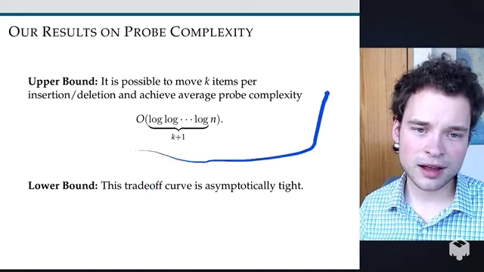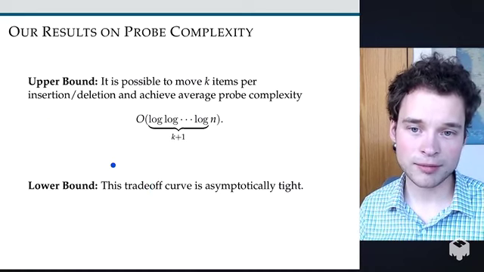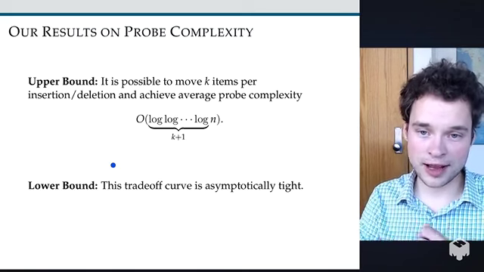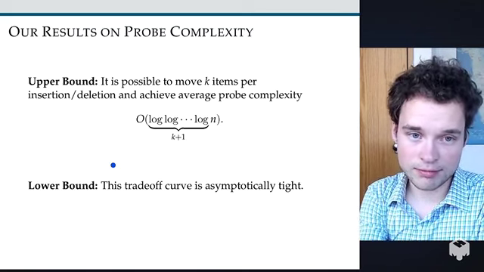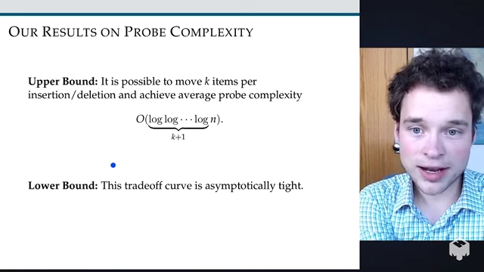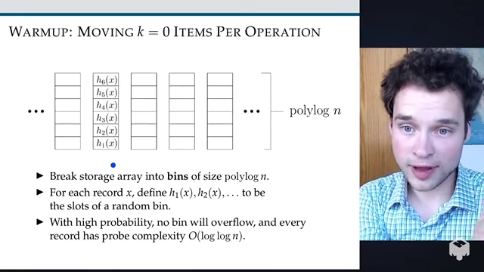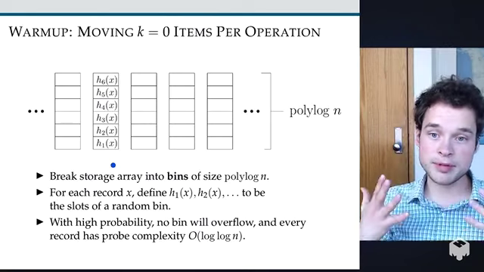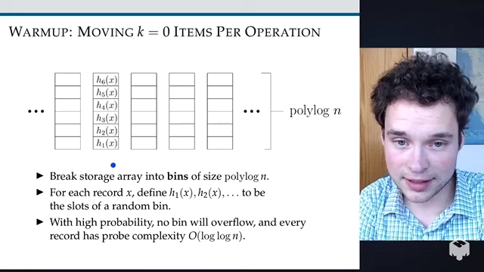Okay, so let's zoom in on this upper bound. Where is this coming from? Why do we get so much power out of just doing a few moves of items around in the hash table? To see that, let's start by considering the setting where we don't move any items on each insertion and deletion. Then what's the best thing you can do to minimize probe complexity?